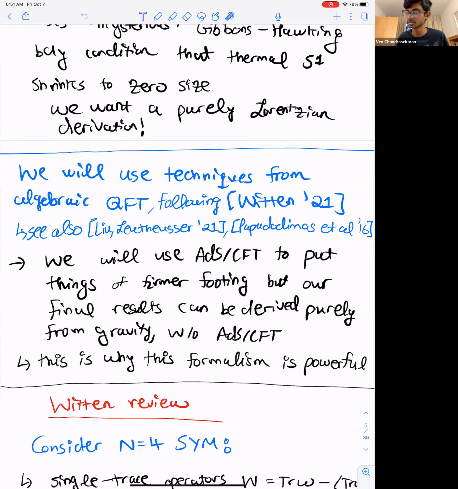And I'm going to use AdS-CFT to put things on a more solid footing, just to make the details of the bulk and boundary aspects very precise, but you could very readily just take everything I say, forget about AdS-CFT itself, and talk about it directly from the perspective of semiclassical gravity, and everything will go through. So that's one reason why this particular formalism is nice. It might help you understand these questions in a more general context, for example, like we did with de Sitter.